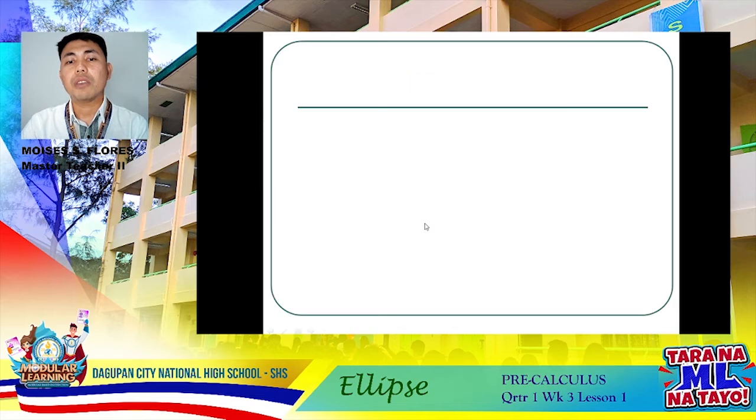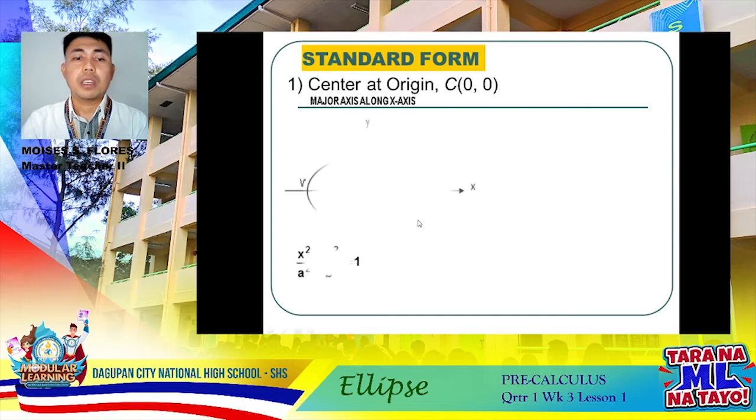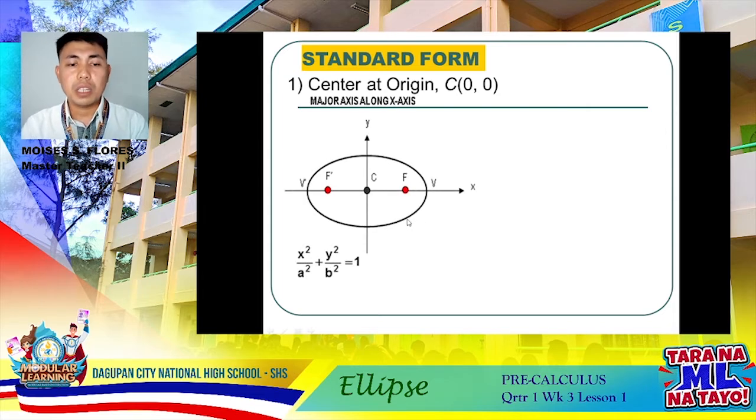Now, let's proceed with the equations of our ellipse. We have two forms of the equation, namely the standard form. Under the standard form, we are going to tackle first the center at the origin. If it's centered at the origin, we take a look at the formula: x squared over a squared plus y squared over b squared equals 1.